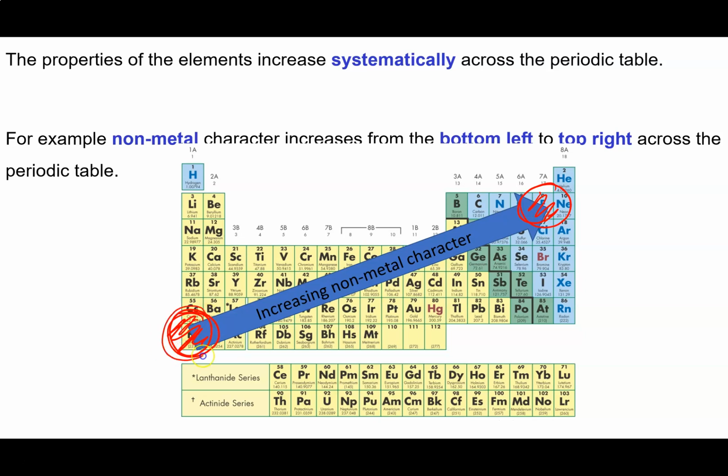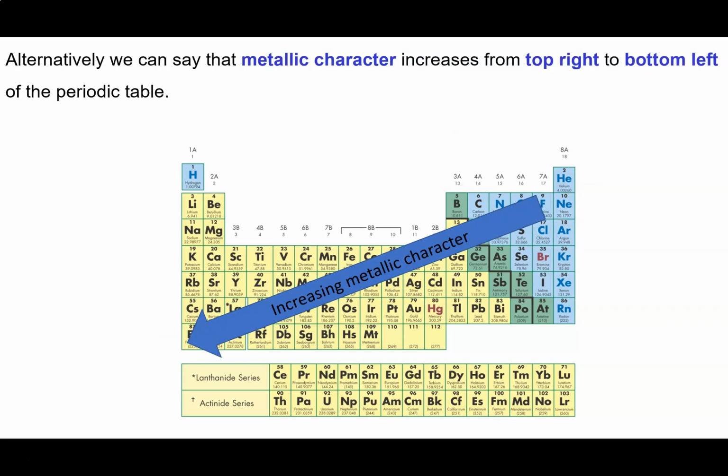So, you know, down the bottom here, you've got Norwegian black metal, and at the top here, you've got, I don't know, K-pop, BTS or something, right? And then in the middle here, you've got sort of top 40. Okay, so that's the kind of general idea. Another way of saying it, of course, is that metallic character increases towards the bottom left of the periodic table from the top right.